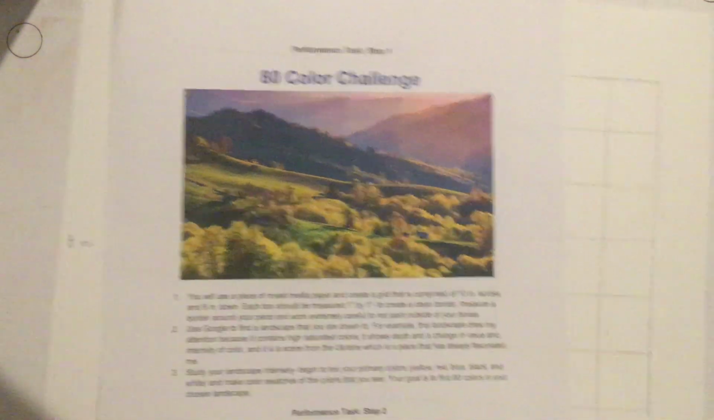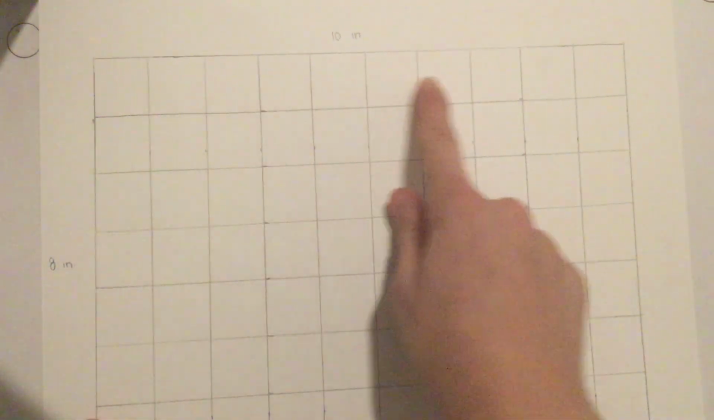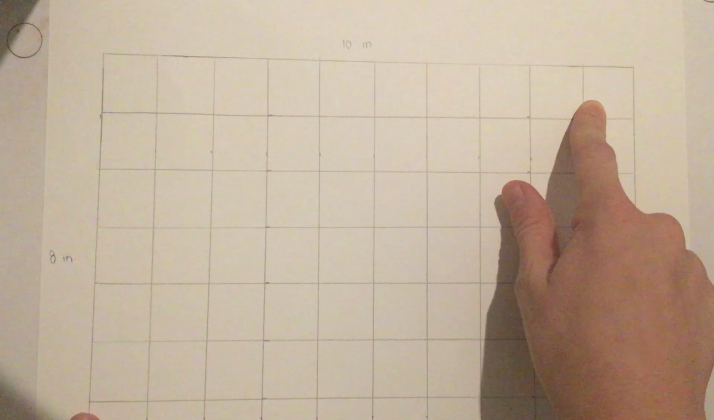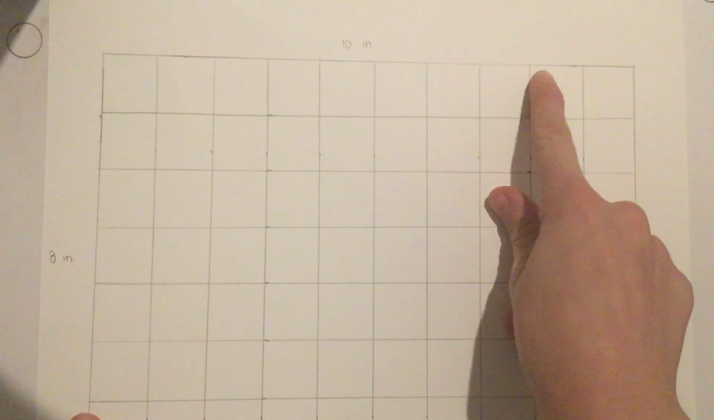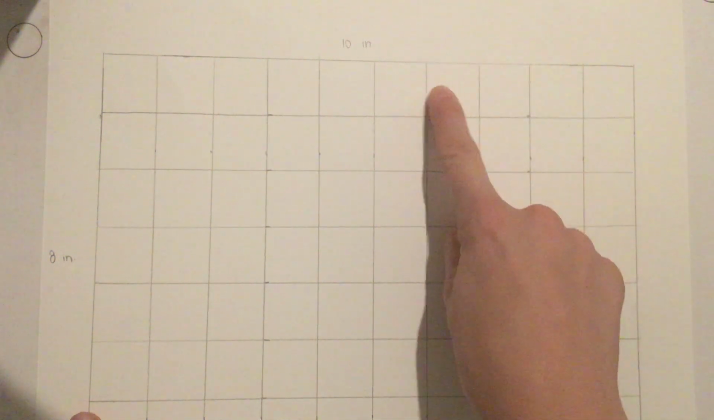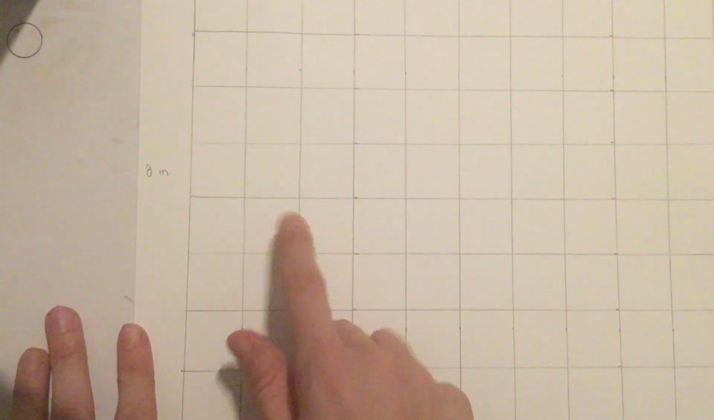Once you have that photo, you need to get a paper from me, and you are going to make a giant 8x10 box, and you are going to divide that into 80 squares. So I did 10 squares going across. Each of these are 1 inch in width. And then I did 8 squares going down. These are also 1 inch in width. So now I've got 1 by 1 inch boxes.